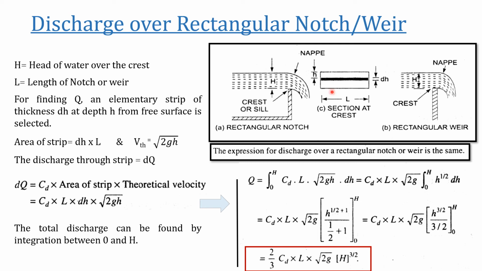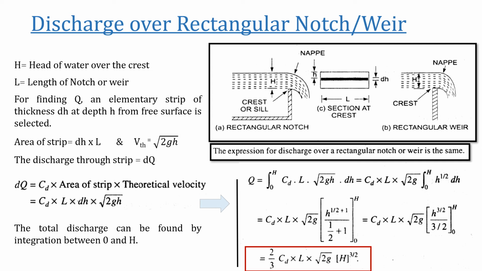The length of this notch is L, and let's consider a small strip of thickness dh, and the distance from the water surface to the center of the strip is h. The total water height above this rectangular notch is given as H, capital H. As we know, the discharge through the strip is the area of the strip into the theoretical velocity, and we have to multiply it by Cd to compute the actual discharge. As we know, the theoretical velocity is given by square root of 2gh, and the area of the strip is length into dh.